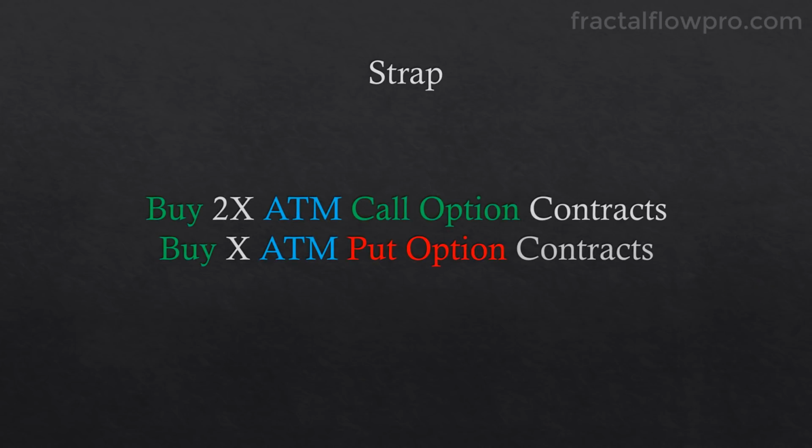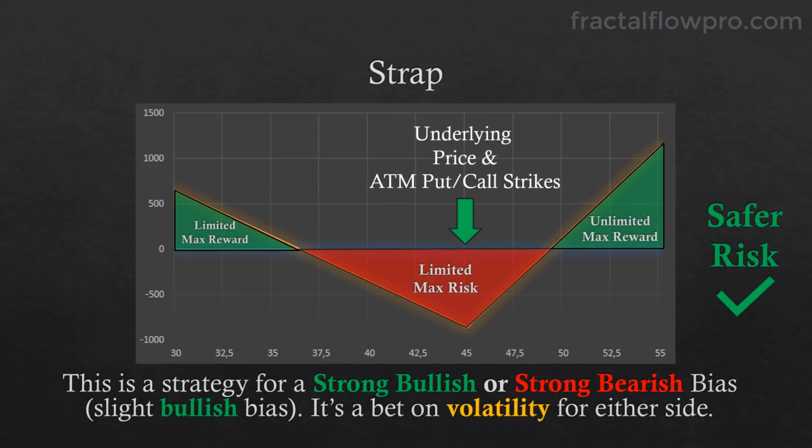The strap is similar to the strip, so it consists in buying 2x number of at-the-money call option contracts and buying X number of at-the-money put option contracts. In terms of payoff, the strap is very similar to a straddle, but the difference is that the strap is slightly asymmetrical. In other words, the strategy profits in both sides, but the profit if price rises accelerates faster than the profit if price falls.